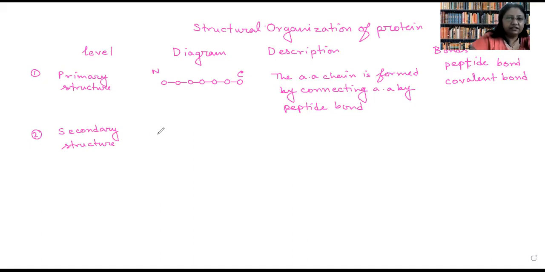In secondary structure, the peptide bond can coil into a helical structure like this. And this helical structure is called alpha helix. Or it can form pleated sheets.